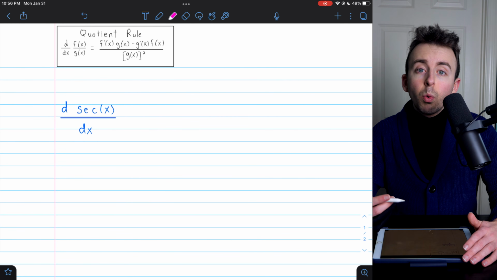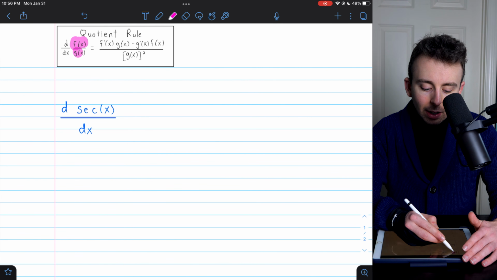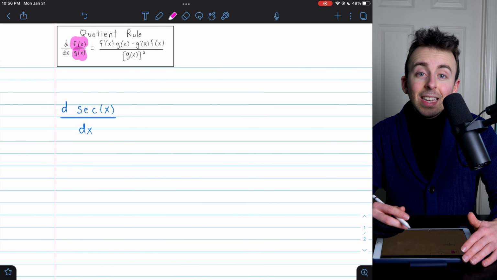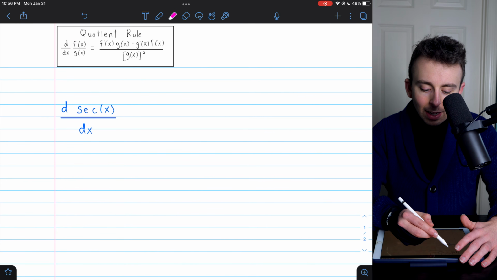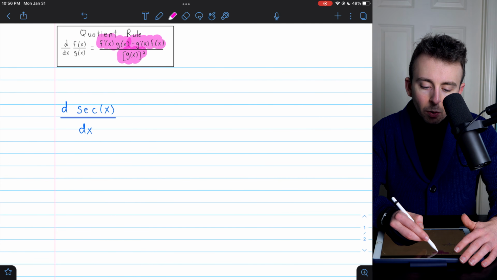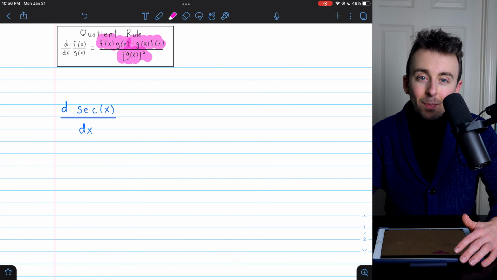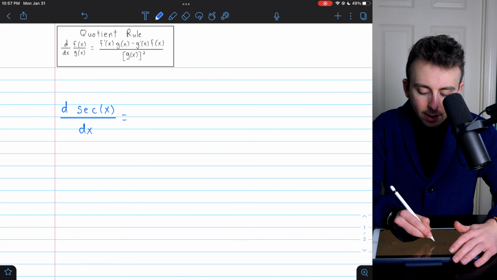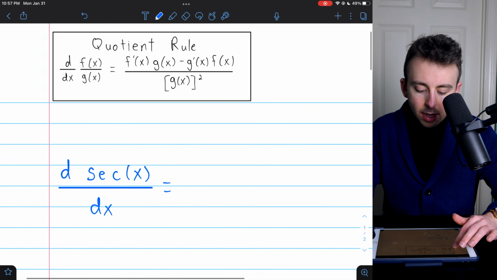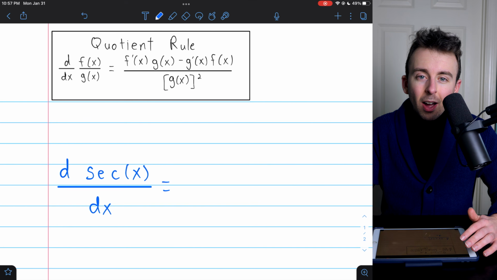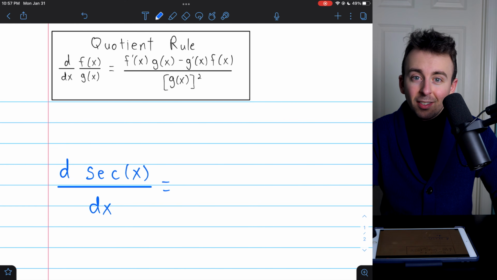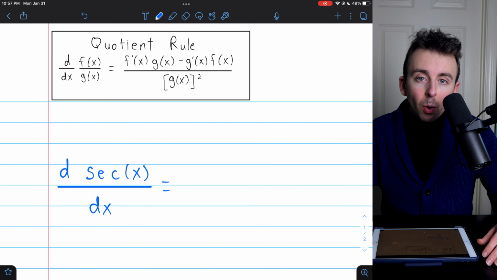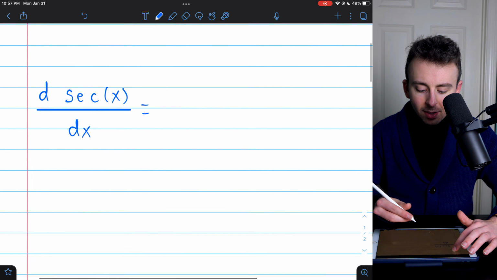Remember, if we have the quotient of two functions, f of x over g of x, the derivative of that quotient is f prime g minus g prime f all over g squared. Let's use it. In order to differentiate secant of x using the quotient rule, your first thought would be, well, we'd have to write it as a quotient in order to use the quotient rule, and to do that just requires knowing the definition of secant.